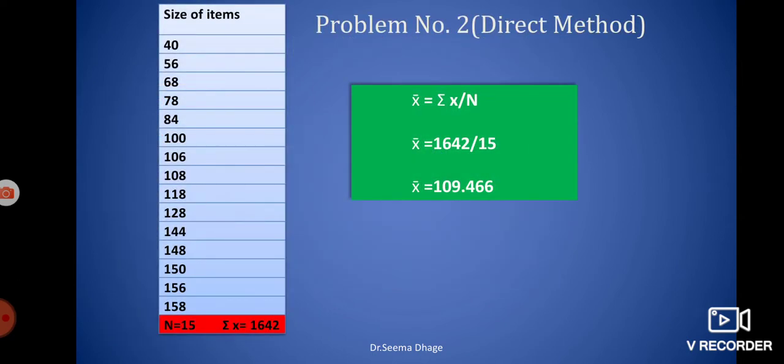Now we are solving the second example with direct method. Again we have size of items: 40, 56, 68, 78, 84, 100, 106, 108, 180, 128, 144, 148, 150, 156, 158. So the number of items is 15 because 15 values are given. And if we take the summation of all these items, that is 1642.